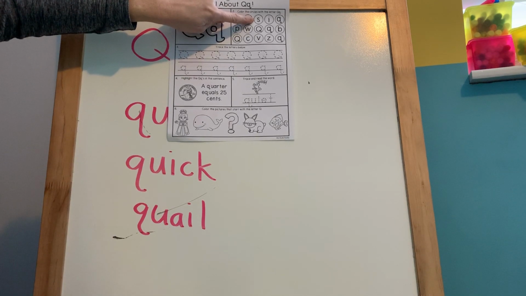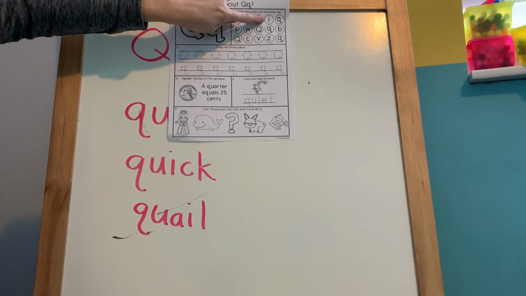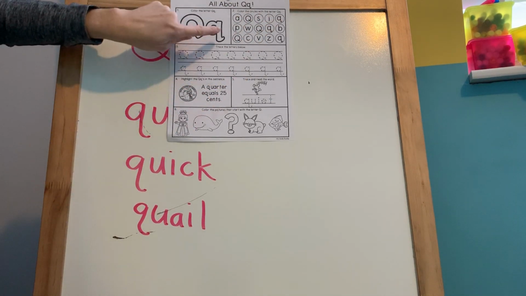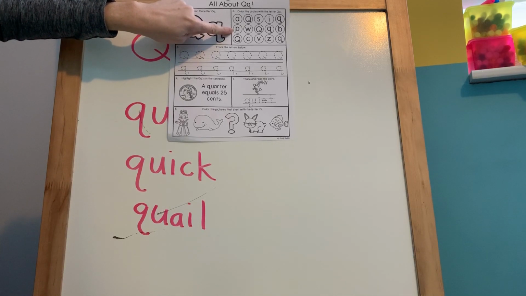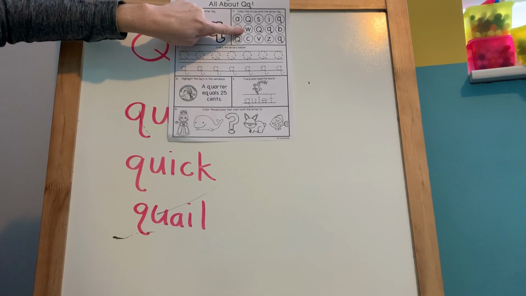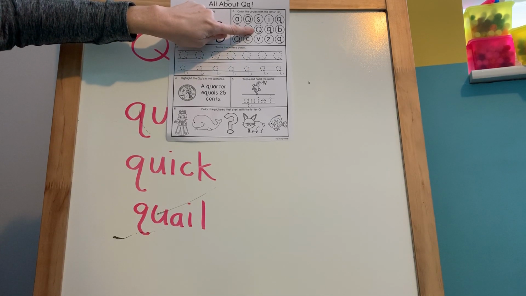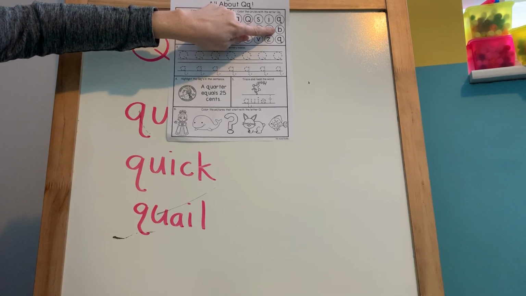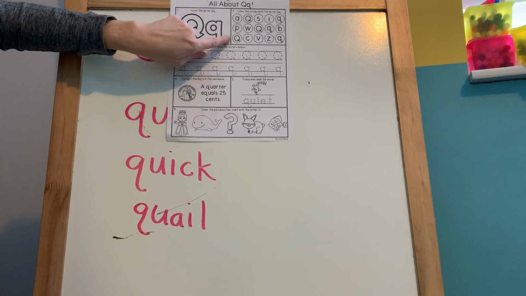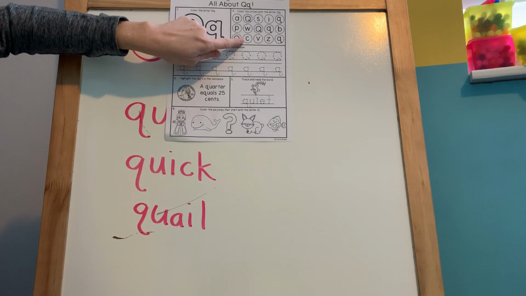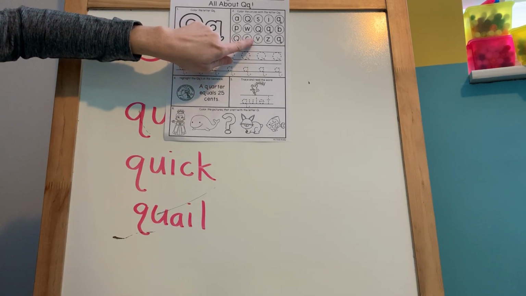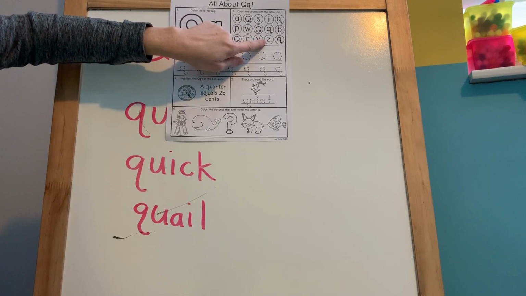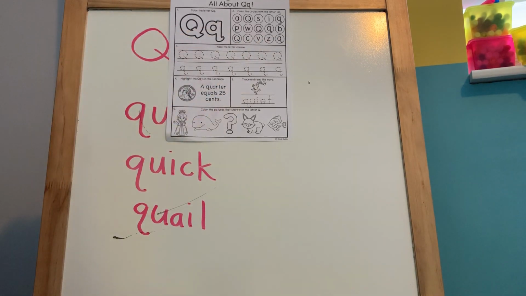S says S. I says I. And there's our lowercase q. We can color that one. P says pa. W says wa. There's another capital Q to color and a lowercase q to color. B says ba. Another capital Q. C says ka. V says va. Z says z. And a lowercase q, ka.